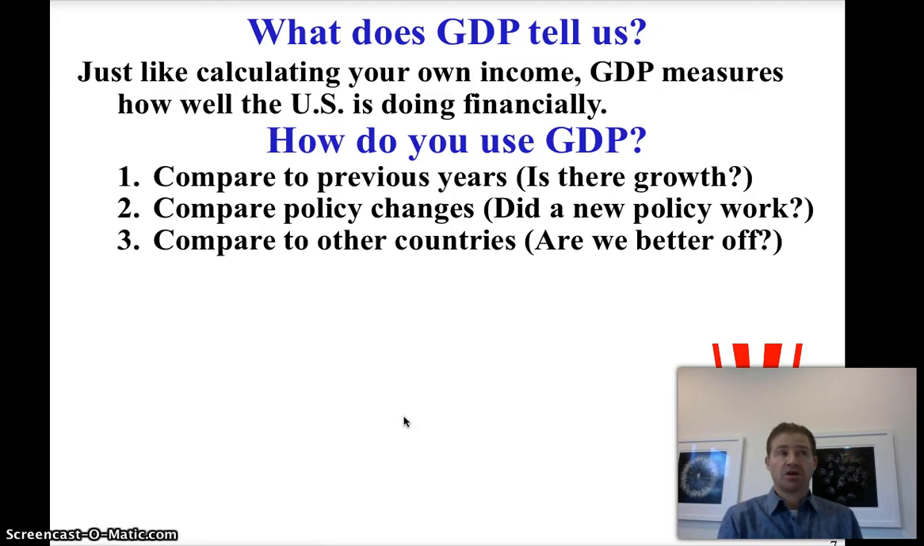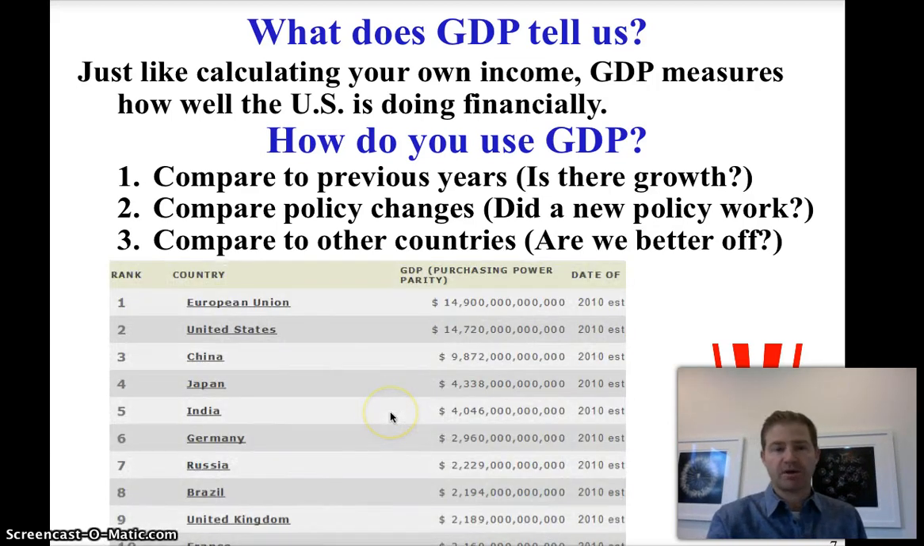We could watch an infrastructure package. If the government spends $1 trillion on infrastructure, what is happening to GDP? And we can compare to other countries, mostly through a measurement called GDP per capita, which we're going to talk about.